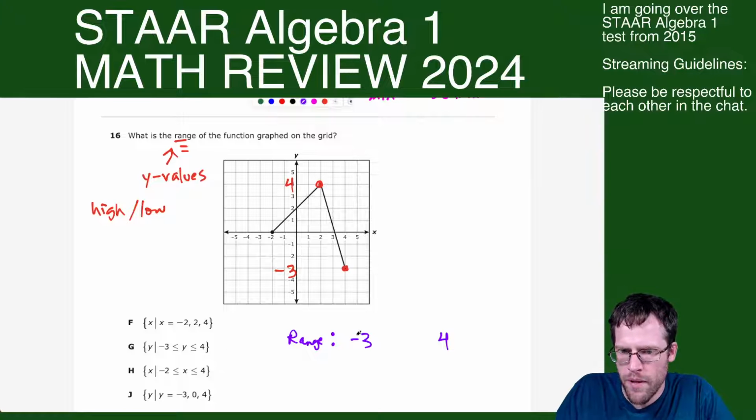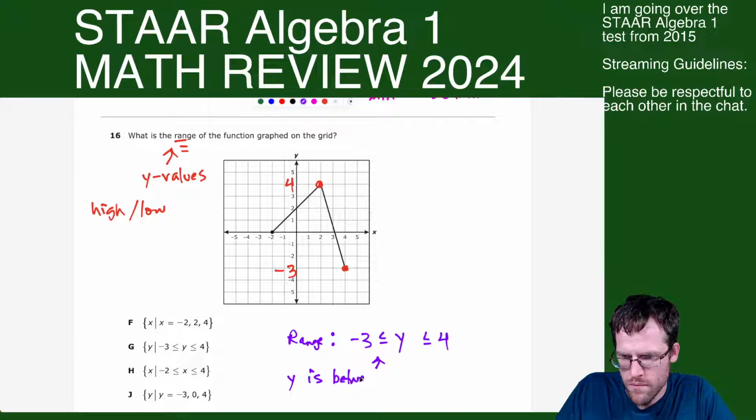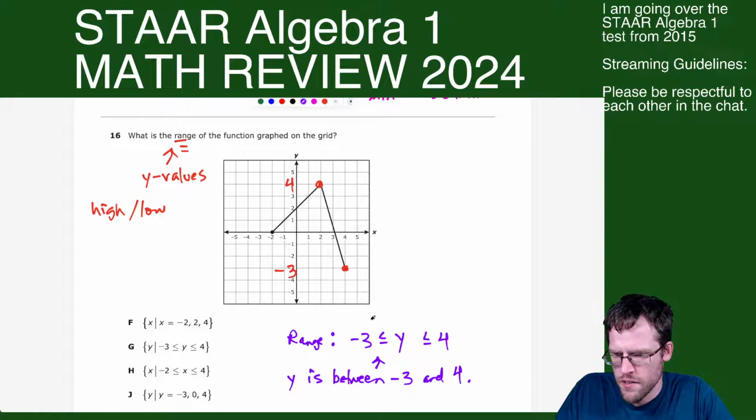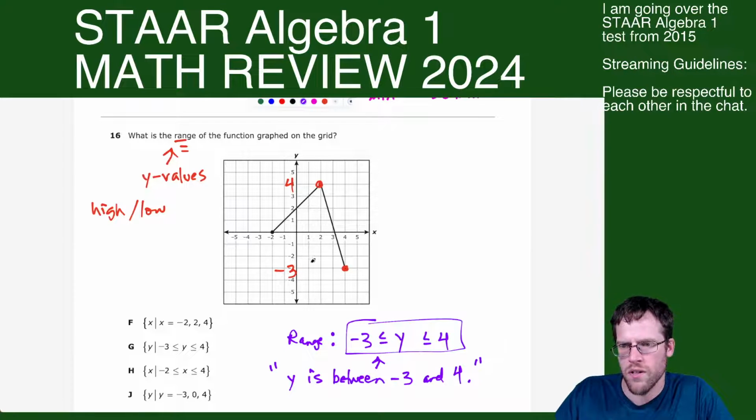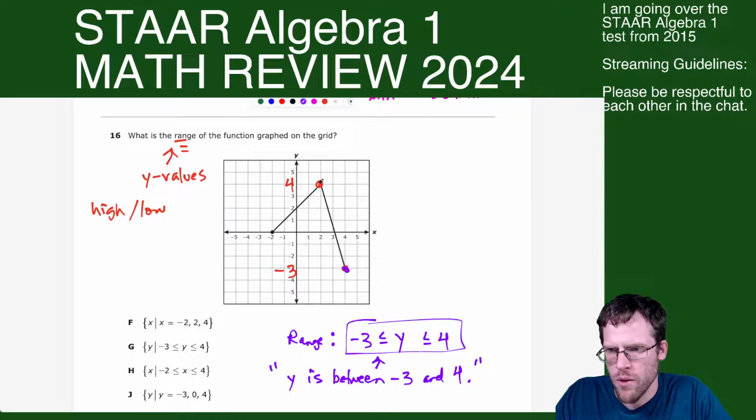To use this compound inequality format, we could just say -3 is less than or equal to y is less than or equal to 4. In words, this means y is between -3 and 4. That's what it means. This symbol here is what it says in words: y is between -3 and 4. So we look for the high and the low point. The high point is at 4. The low point is here. So this one is going to match up with choice G.